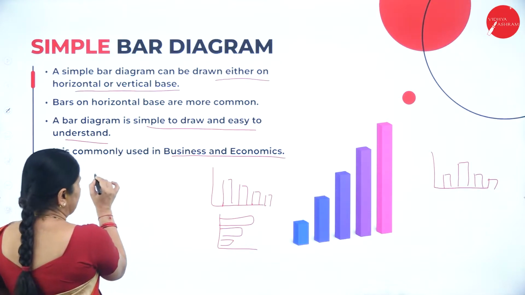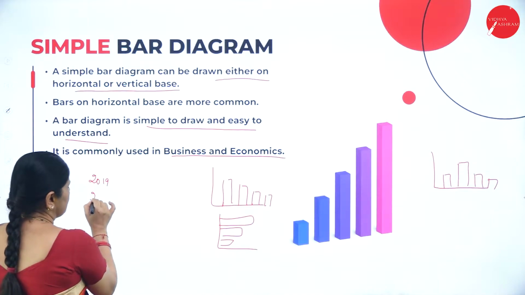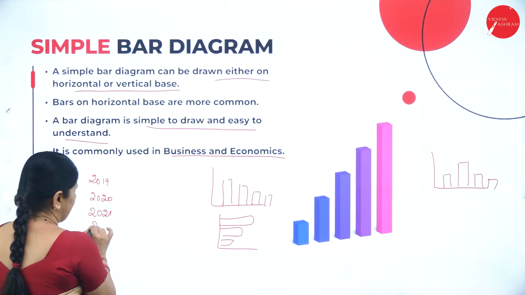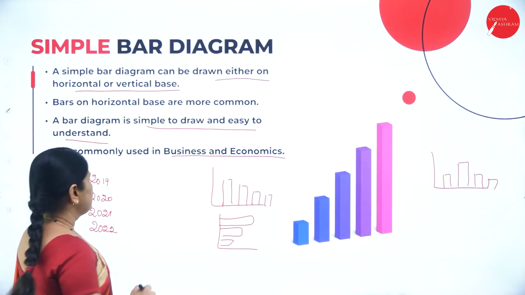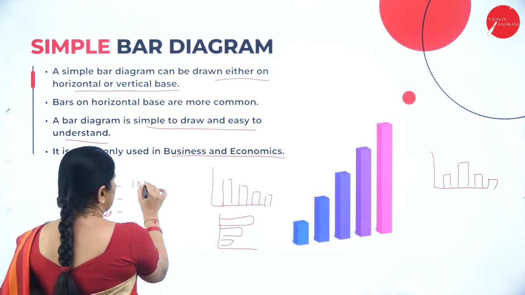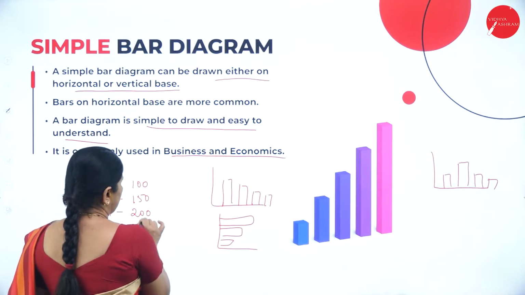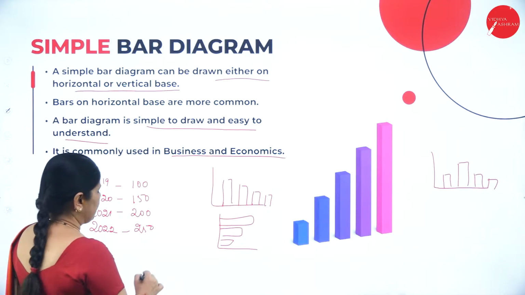Suppose I have the data. In the year 2019, 2020, 2021, 2022. If I have to draw the sales graph, suppose the sales is 100, then 150, 200, 250. So I can draw it as a bar graph.